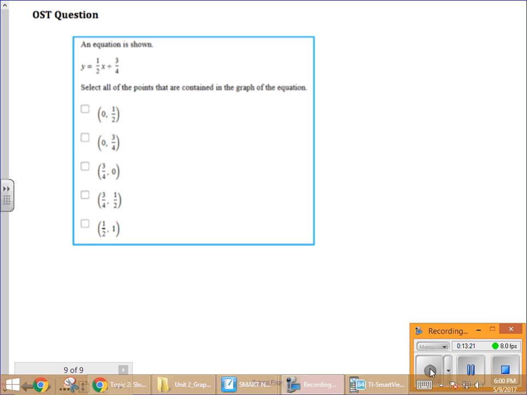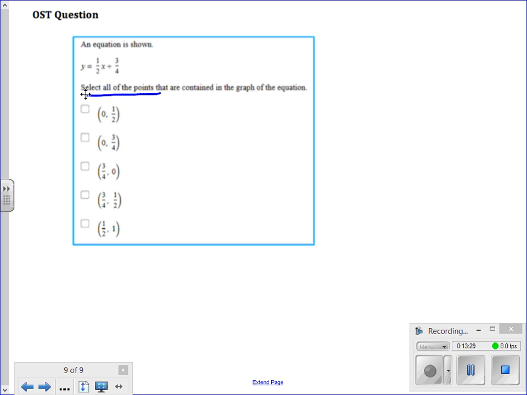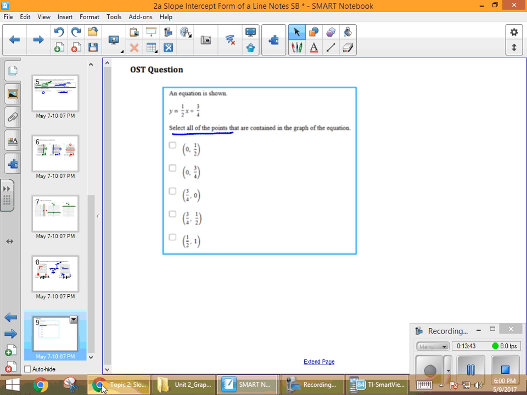So we're given the equation of a line, y equals 1/2x plus 3/4. We're going to select all of the points, so you might have multiple answers, that are contained on the graph of that line. Even if you don't know where to start, it says we have a graph of an equation 1/2x plus 3/4. So what I would do is go to my calculator.